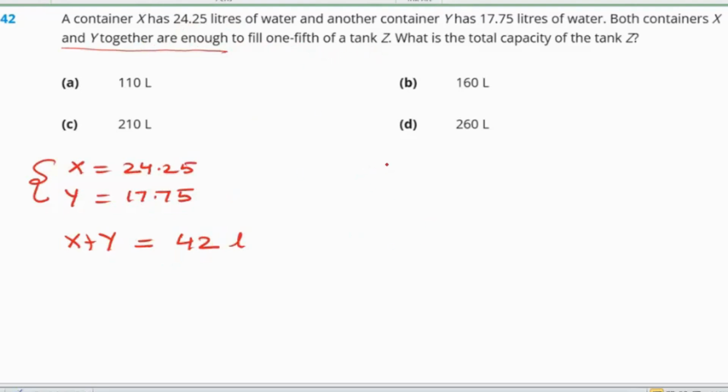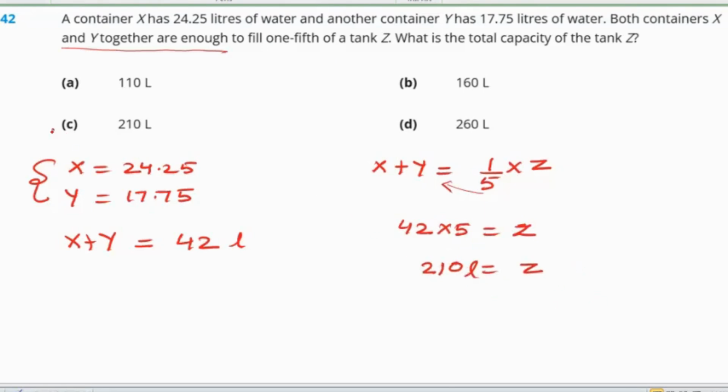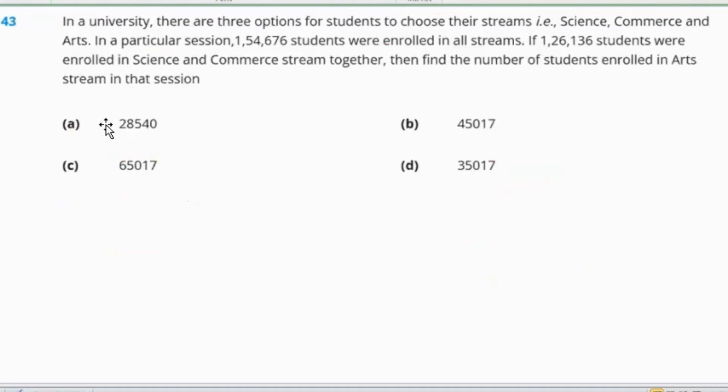Okay, so the capacity, we are doing x plus y, so that will be equal to 1/5 of z. So what is the capacity of z? The value of x plus y is 42. If we take it over there, it goes into multiplication. If we multiply 42 by 5, we get the value of z. So 5 2s are 10, 5 4s are 20, plus 1, 210. So the entire capacity of tank z is 210 liters. That's why option C is the correct answer.